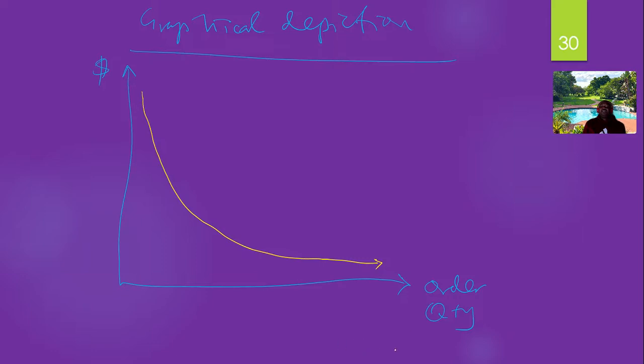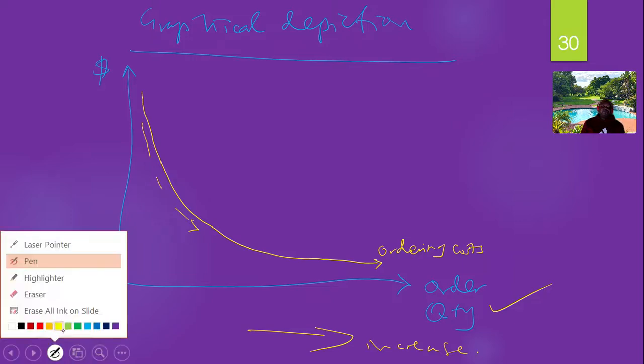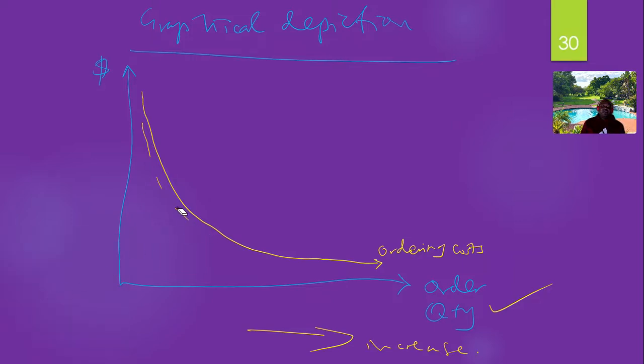You can see these are the order quantities. This axis is for the order quantity. As they are increasing, that's the increase in order quantities, you can see that the ordering costs were decreasing. That's a decrease of the ordering costs. Okay, ordering costs were decreasing.